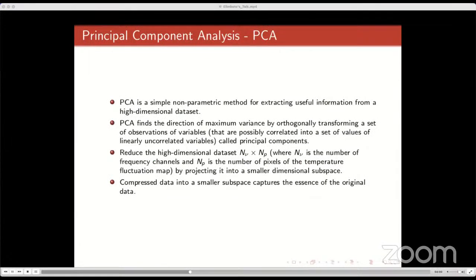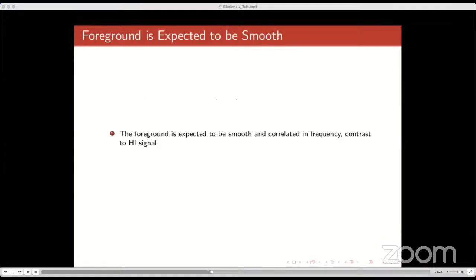Our interest is to apply PCA, which is a simple nonparametric method for extracting useful information from a high-dimensional data set. This is a blind approach. PCA reduces a high-dimensional data set, in our case N_nu by N_p, where N_nu is the number of frequency channels and N_p is the number of pixels of the temperature fluctuation map, by projecting it into a smaller dimensional subspace. The compressed set usually captures the essence of the original data. We have the advantage that, as many colleagues have already pointed out, the foreground is expected to be smooth and correlated in frequency. This property enables PCA to cluster the foreground contaminant information and strip it off the sky.